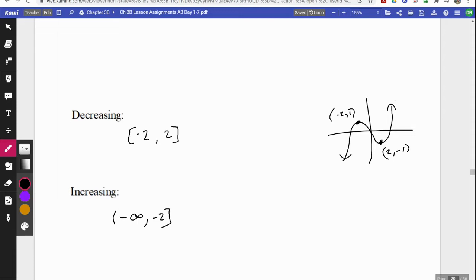And these brackets, the brackets is when there's a definite point, when it hits that point exactly when it starts turning around.